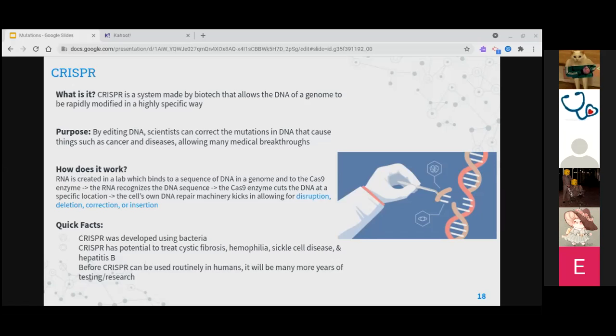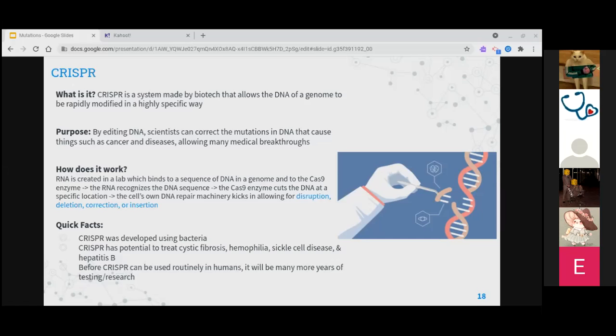CRISPR and the ability to edit DNA is helping to make major advancements for cancer research and treatment, as well as treatment and research for many diseases. CRISPR can allow the DNA to be manipulated so that the changes in the DNA that cause cancer or diseases can be corrected. Being able to edit DNA opens a whole world of possibilities for medical breakthroughs. Now for how it works.